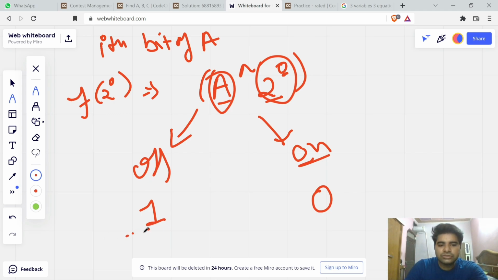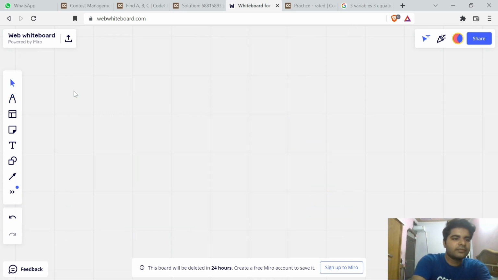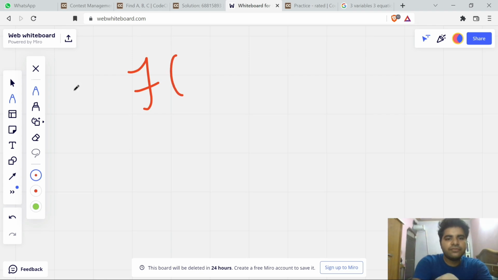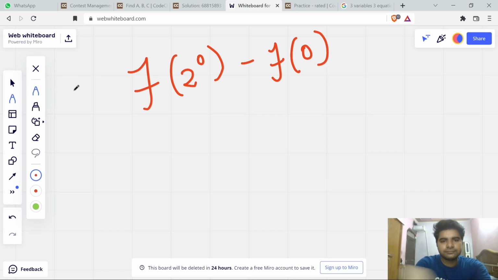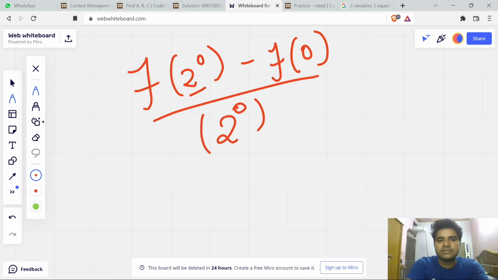So I need to somehow make use of this and get a final conclusion whether this bit should be on or off. This I can do if I write f of 2 to the power 0, and subtract f of 0 from it. And I should also divide it by 2 to the power 0 here. This is somewhat not intuitive, I would say, but you will get why we are doing this, because the result will come out to be really simple.